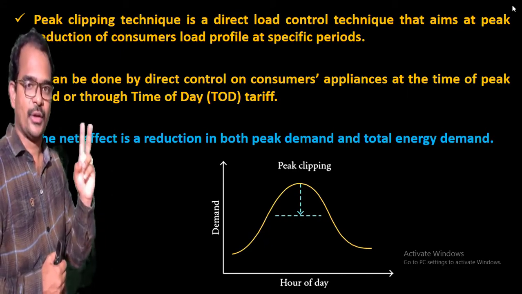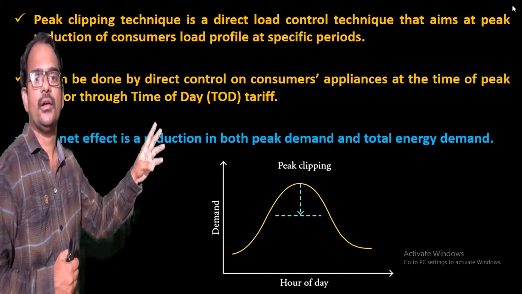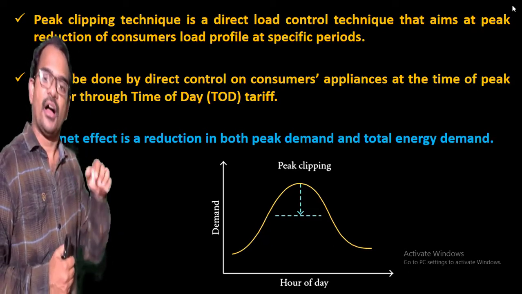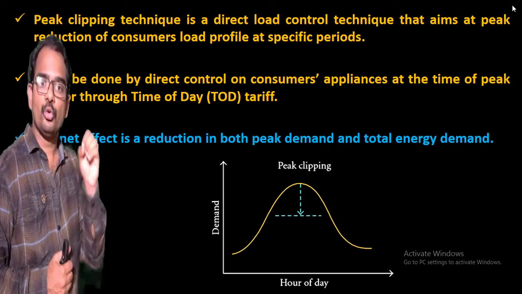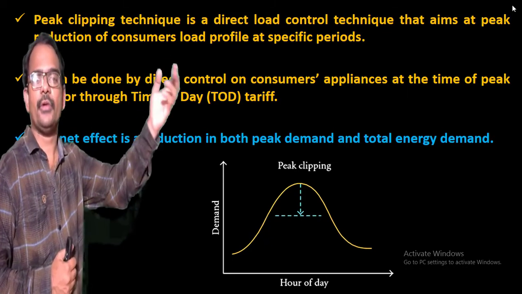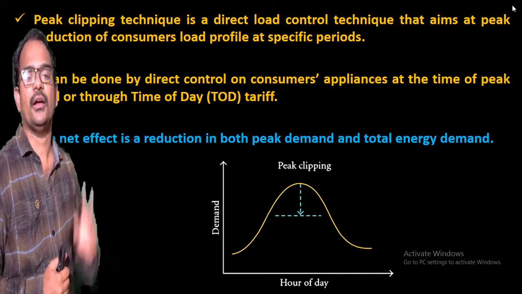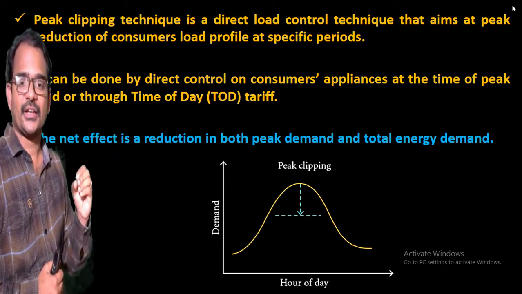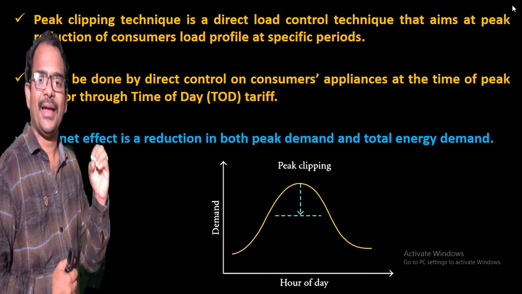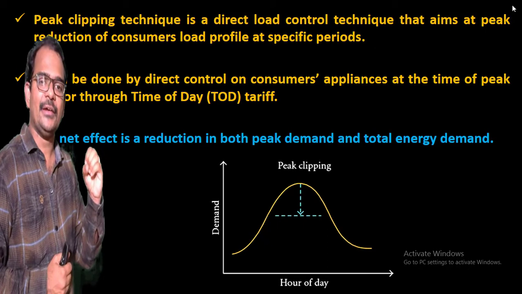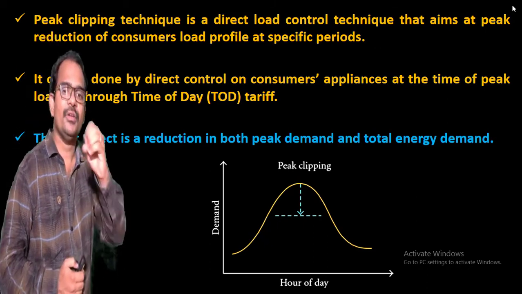They will do two things. One is they mercilessly cut down the power in your homes for that particular 2 hours, or they will ask you to reduce your power through time of day tariff. That is called an incentive. The government will provide you an incentive, and accordingly you will definitely reduce your demand, as that incentive will be encouraging you. So the net effect of this peak clipping demand side management technique is a reduction in both peak demand and total energy demand. How will you do it?